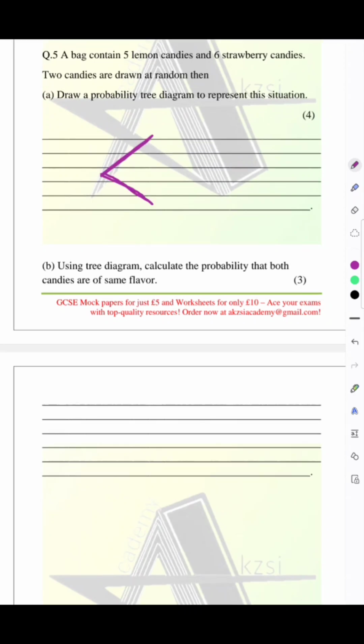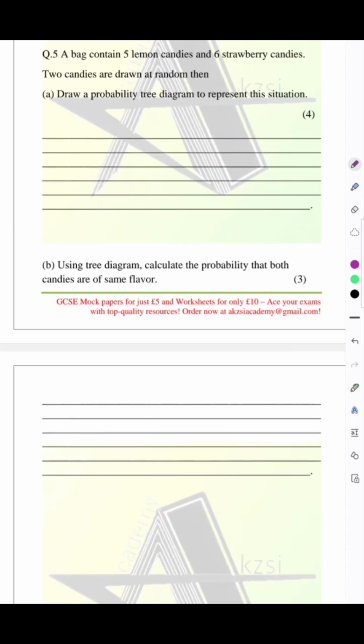Let me tell you, both frequency trees and probability trees are in your syllabus, but frequency diagrams are more frequent, I would say, in foundation tier. This question is about a probability tree diagram. So let me see, it says the bag has 2 different candies, a lemon and a strawberry candy. So we have to make 2 branches. Here I'm filling lemon and here strawberry.